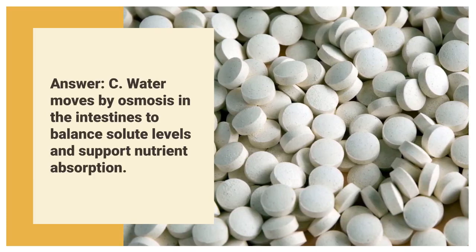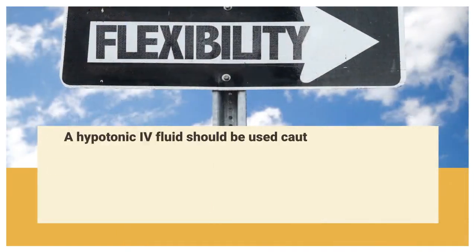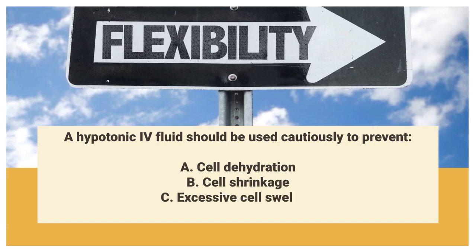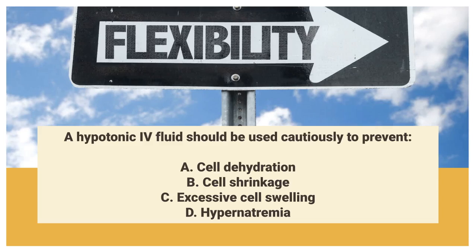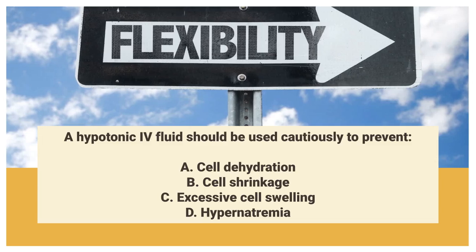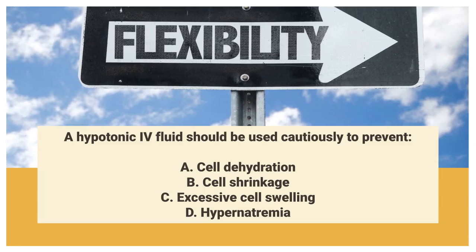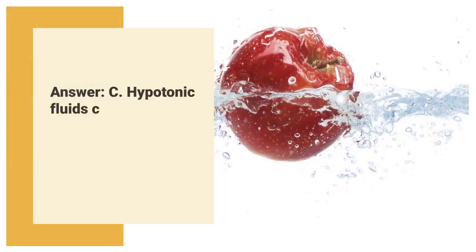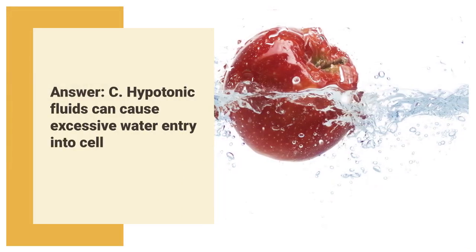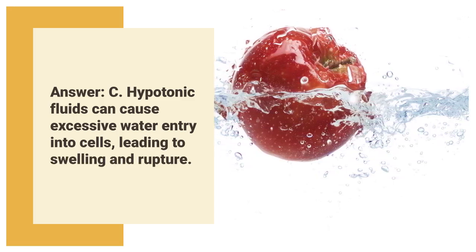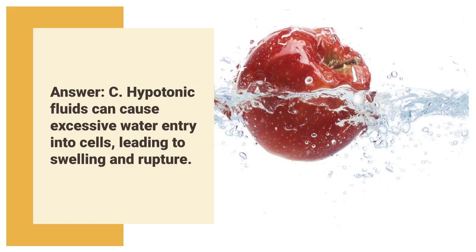Next question. A hypotonic IV fluid should be used cautiously to prevent cell dehydration, cell shrinkage, excessive cell swelling, or hypernatremia. The correct answer here, C. Hypotonic fluids can cause excessive water entry into cells, leading to swelling and rupture.